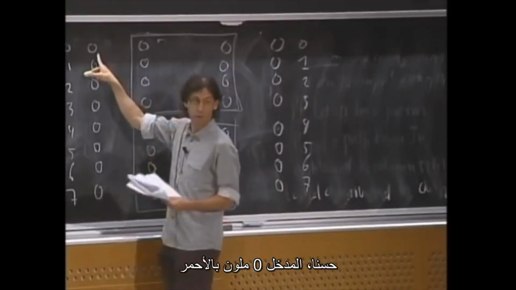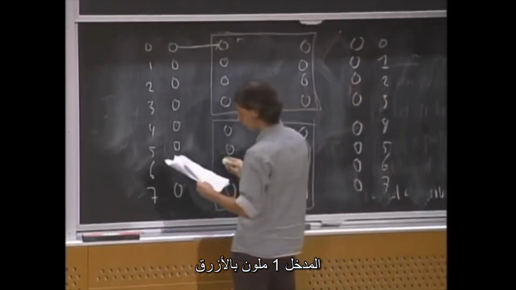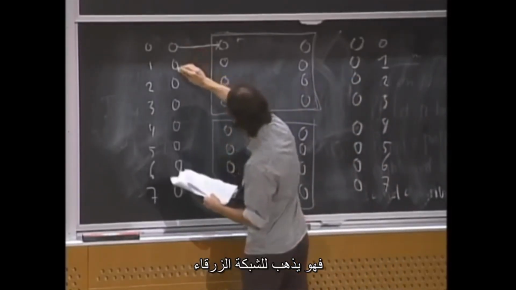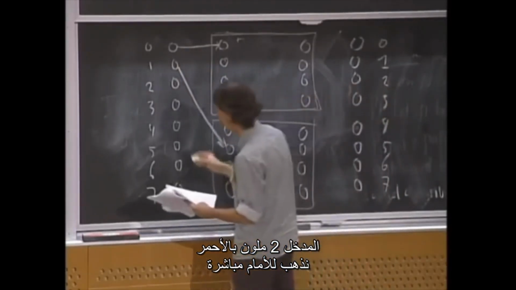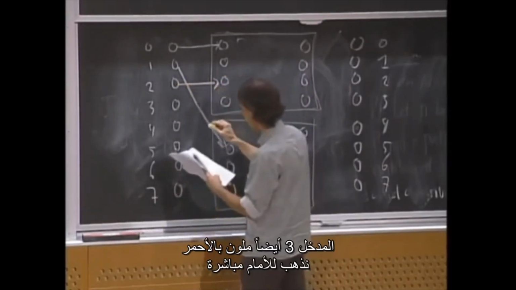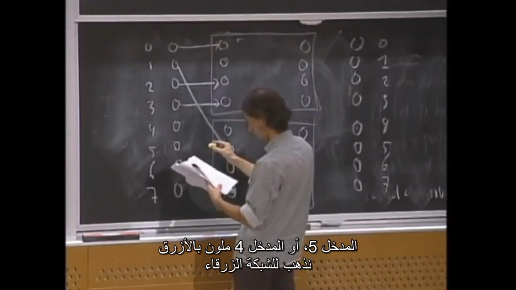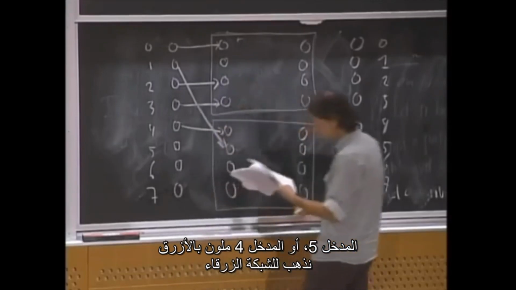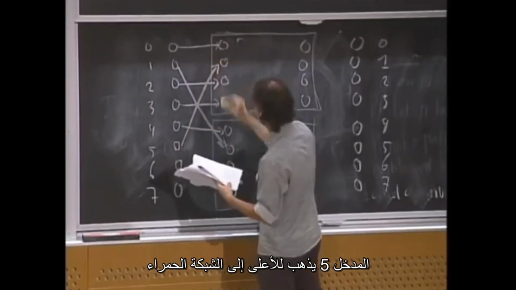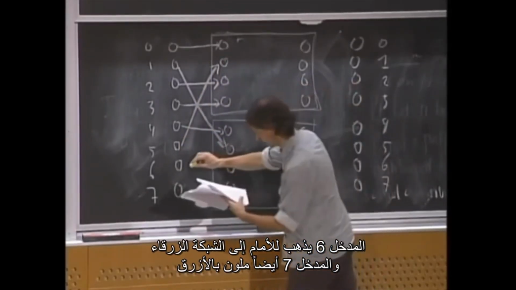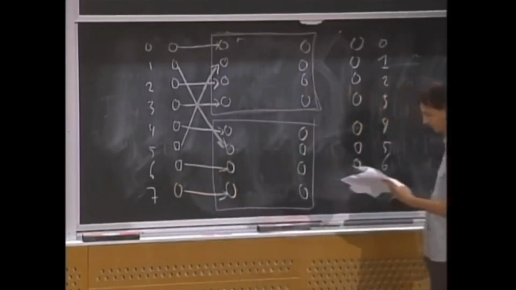Okay, so input 0 is colored red. We go straight ahead. We want to go to the red network. Input 1 is colored blue. It goes, therefore, to the blue network. So this is the only way how to do it. Input 2 is colored red. Go straight ahead. Input 3 is also colored red. Go straight ahead. Input 4 is colored blue. Goes to the blue network. Input 5 goes up to the red network. Input 6 goes straight ahead to the blue network, is colored blue. Input 7 is also colored blue.